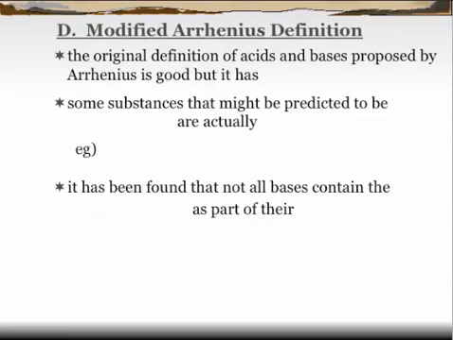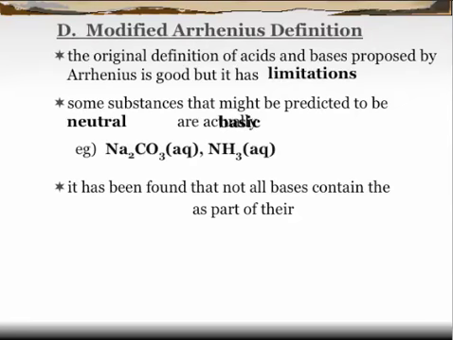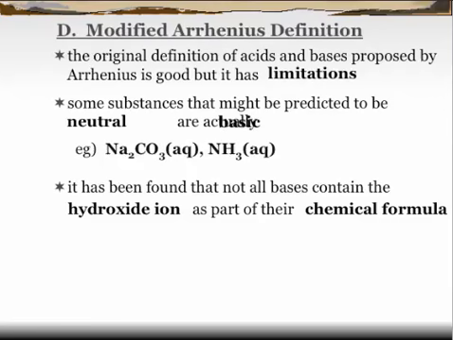This, though, has been modified. So the original definition of acids and bases proposed by Arrhenius was good, but it has limitations. Some substances that might be predicted to be neutral are actually basic. So, for example, these cases here. It has been found that not all bases contain the hydroxide ion as a part of their chemical formula.